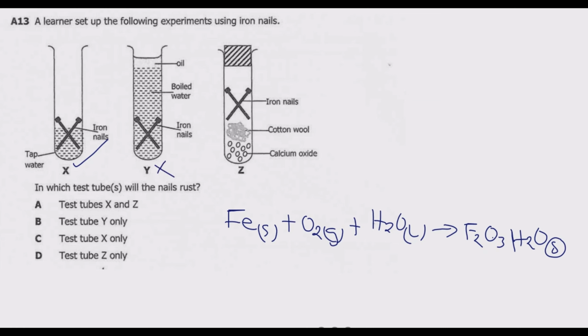Then if you look at Z, we have this one closed, meaning we only have air trapped inside. But because there is cotton wool here, which is going to absorb any moisture that can be created here, and also there is calcium oxide, the rust may not occur. So what you discover here is the best answer would be X, which is C. So C is the best answer.